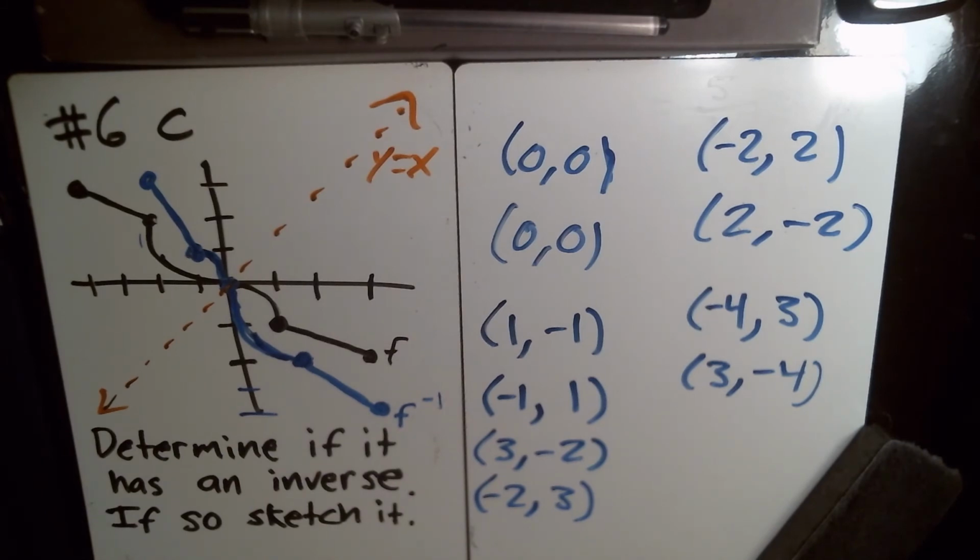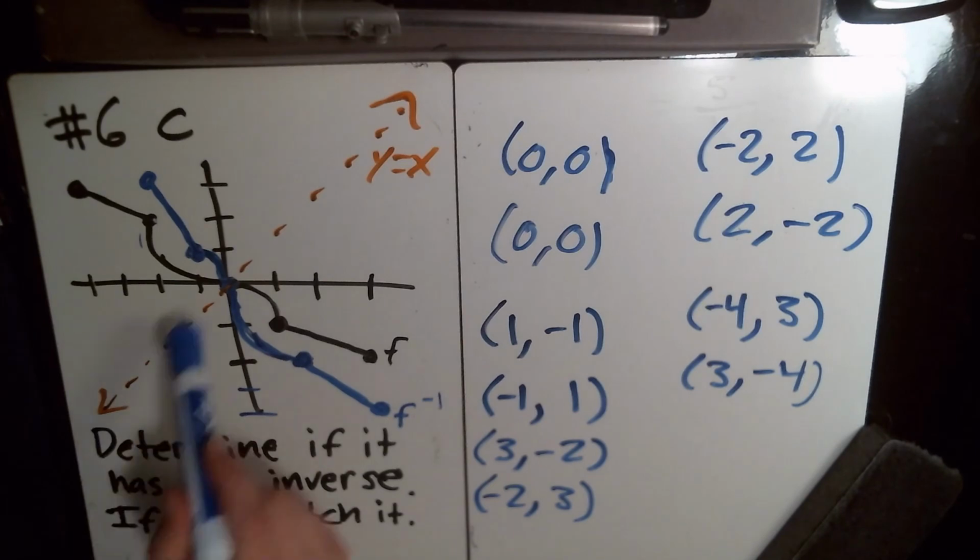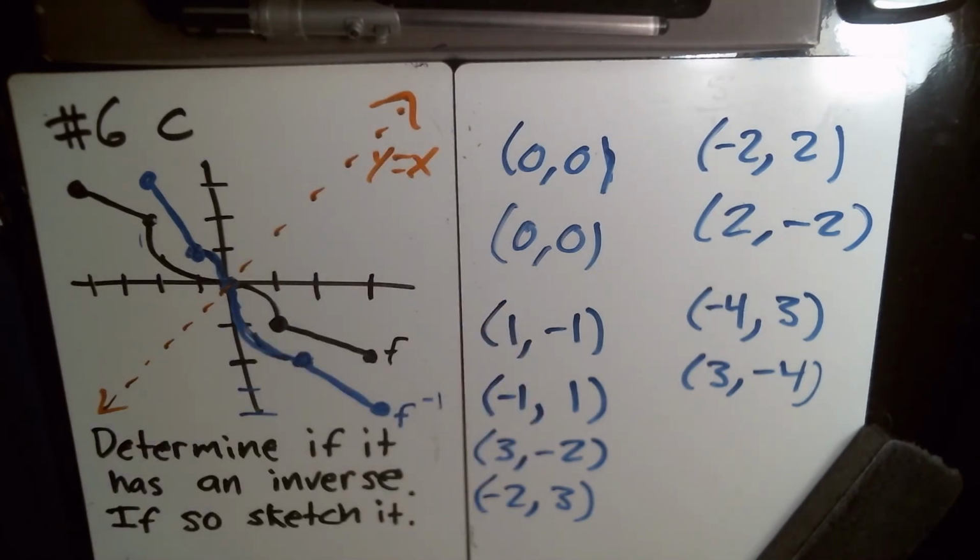So you'll notice it's a mirror image over the line y equals x. And essentially how you get points is you can just switch the x's and the y's. Those will give you the points for your inverse function, okay? So hopefully that helps with that. There's a few more example problems you can try.